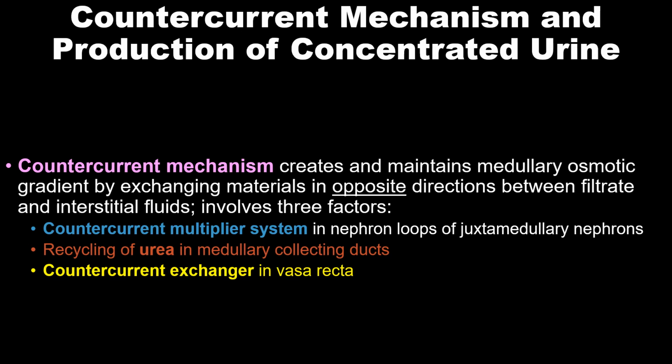This is a mechanism that involves fluids flowing in opposite directions that exchange materials or heat. And this is going to have 3 components. First, you have the countercurrent multiplier system that's found within the nephron loops of these juxtamedullary nephrons. Next, you have the recycling of urea in the medullary collecting ducts. And third, you're going to have a countercurrent exchanger located in the vasa recta. All of these work together to make that concentrated urine.